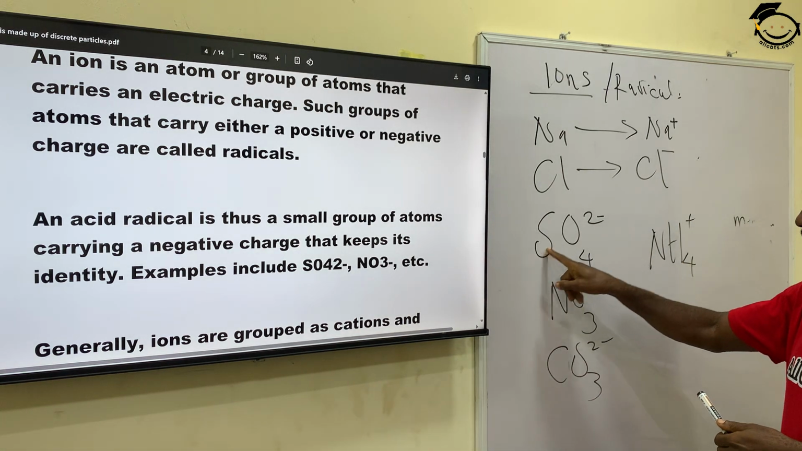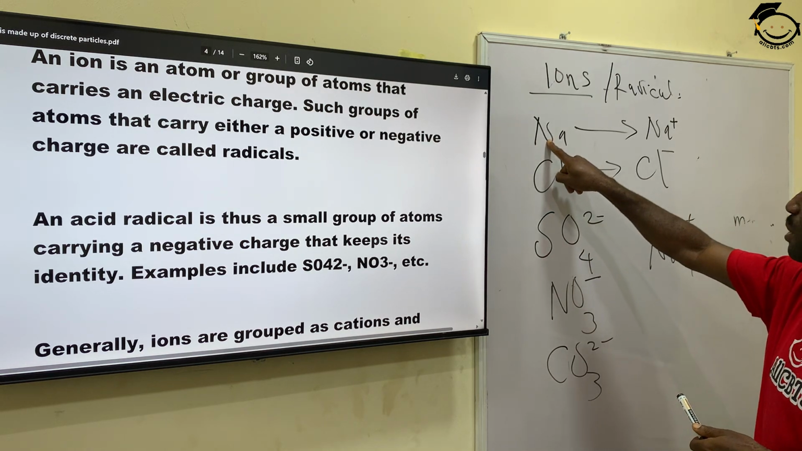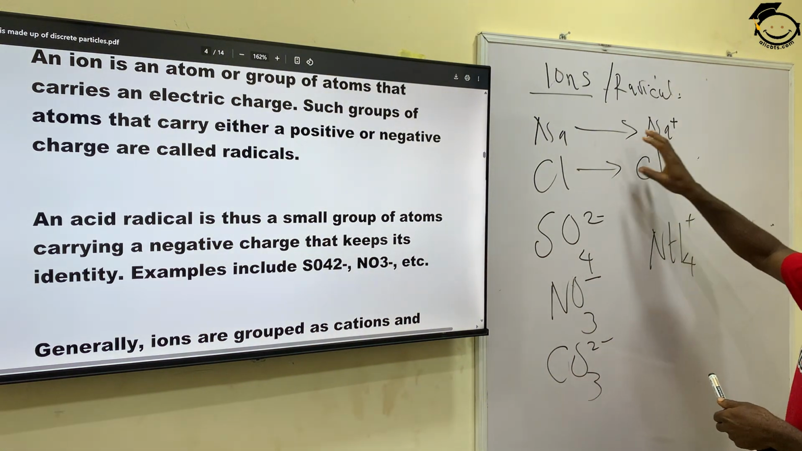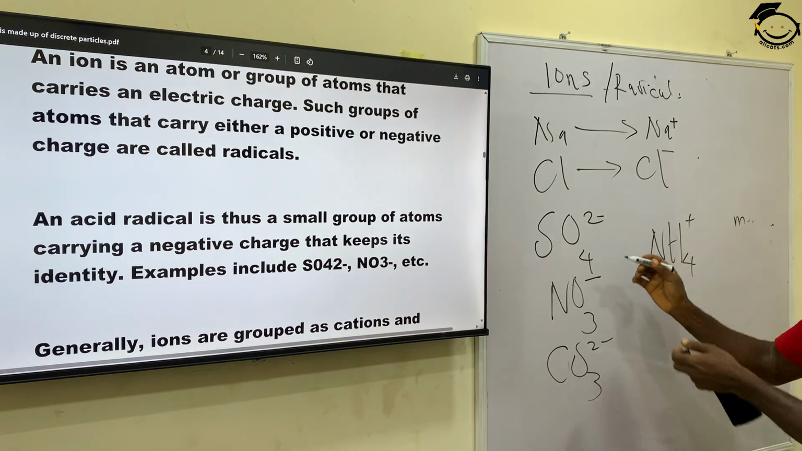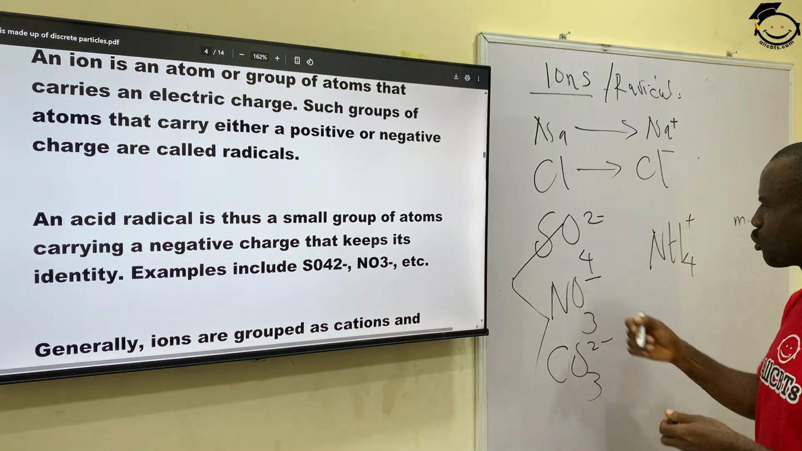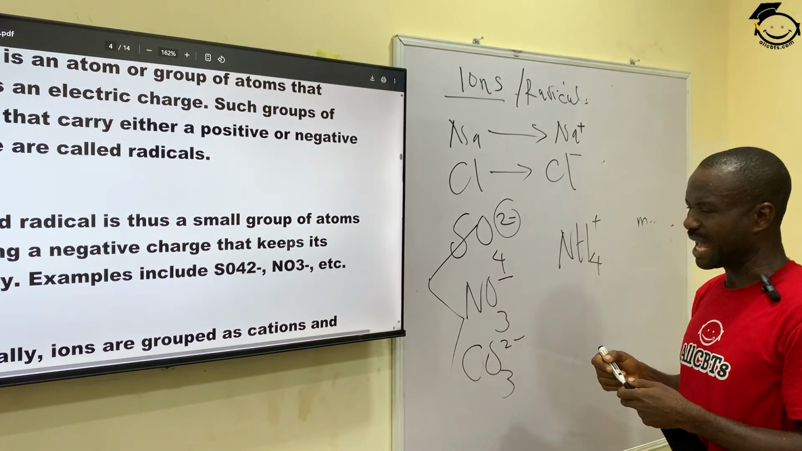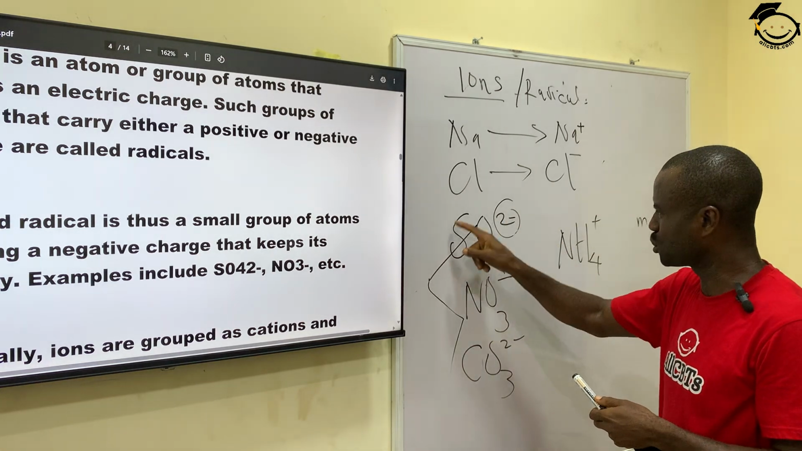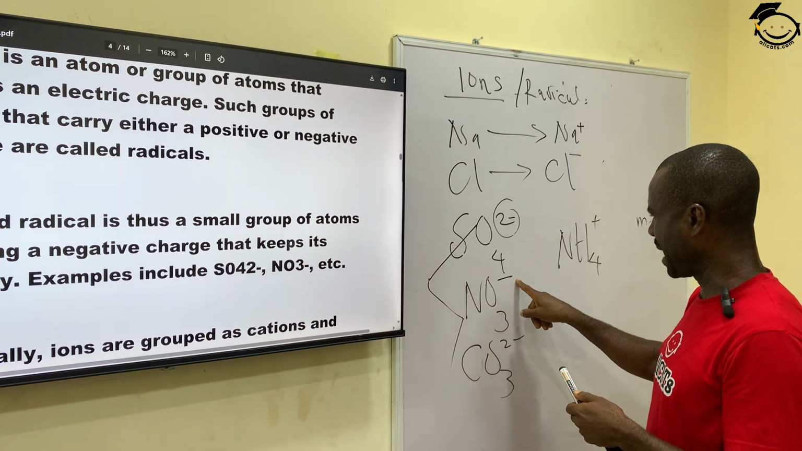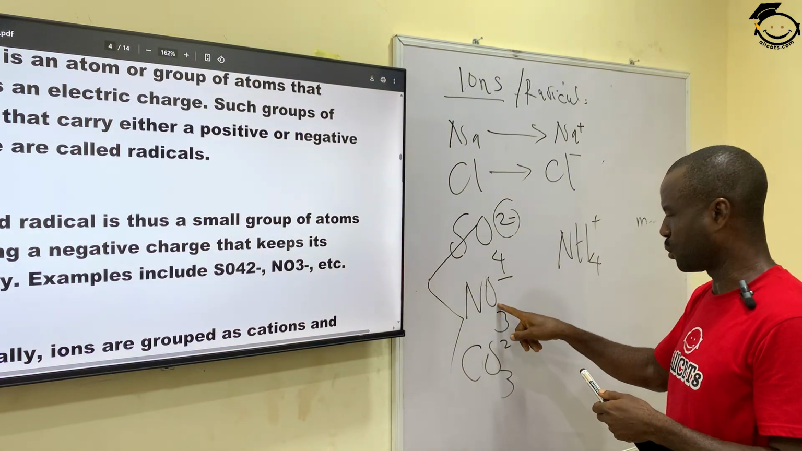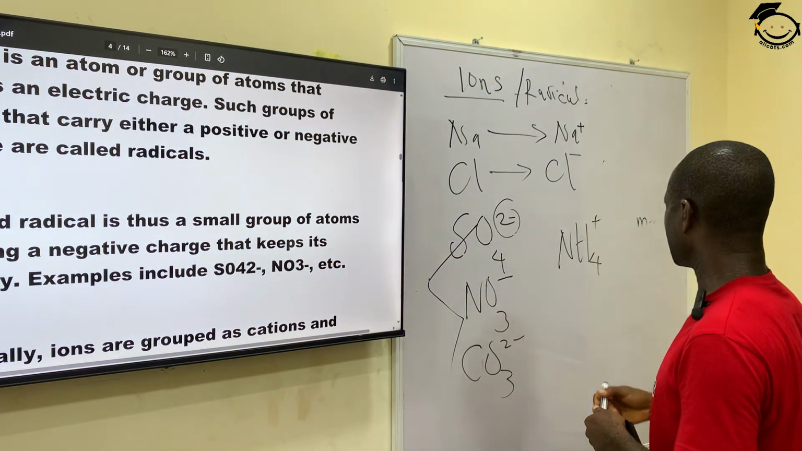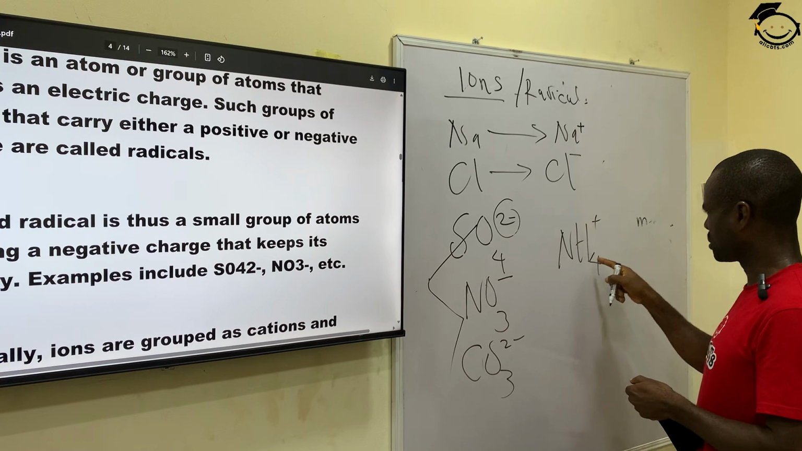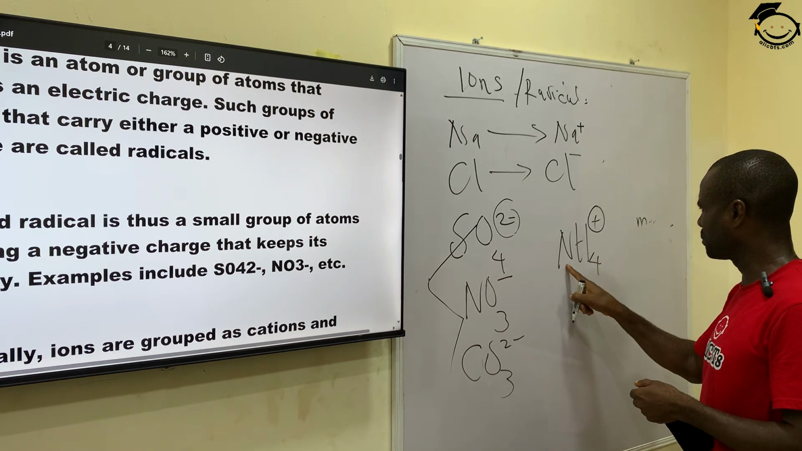So these are radicals because they are groups of atoms. You can see sulfur is there, oxygen is there. Unlike this one that has only one atom, sodium, chloride, these are just single elements. That's why we call them ions. But radicals are groups of atoms behaving like a single element, carrying a charge. So this charge 2- belongs to this sulfur and oxygen. The 1- belongs to this N and O, that is nitrogen and oxygen. Then we have this other one, ammonium. This is a group of atoms carrying this charge, that is nitrogen and hydrogen.